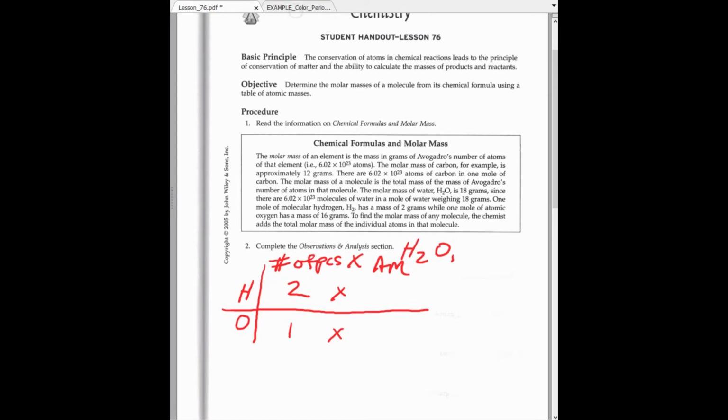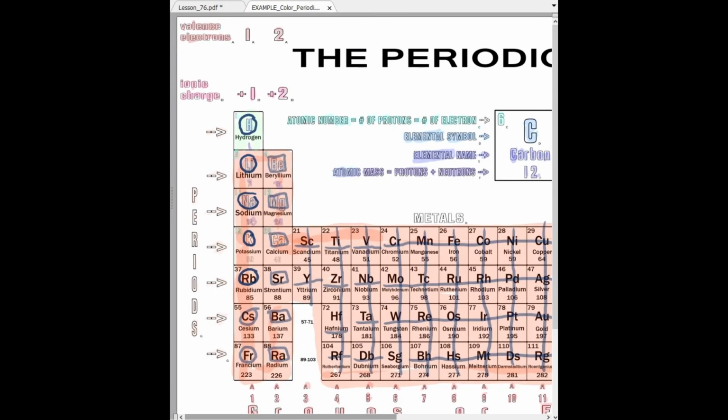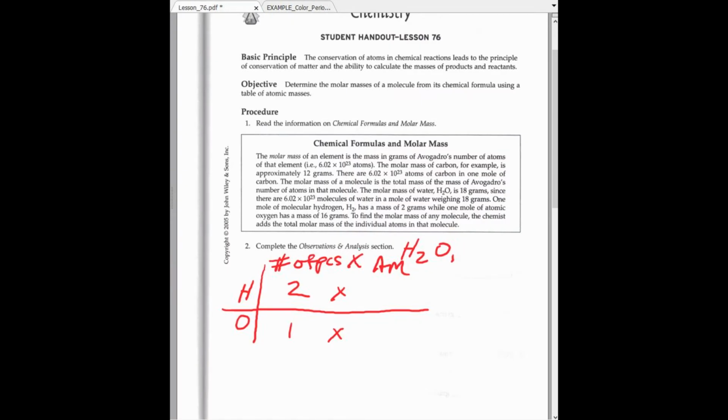Now, if we go back to our periodic table, we know that our atomic mass for hydrogen is 1, and our atomic mass for oxygen is 16. I have provided a periodic table that has rounded atomic masses. If you're using a periodic table that has exact averages, include those. But for our purposes, the atomic mass of hydrogen is 1. The atomic mass of oxygen is 16.